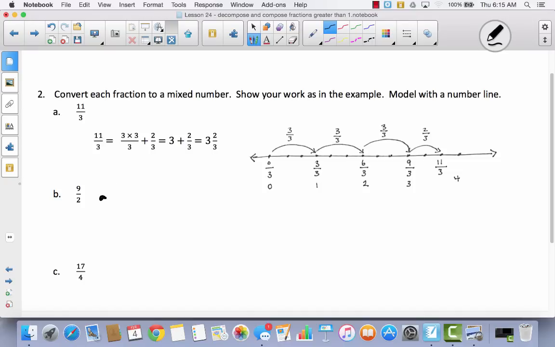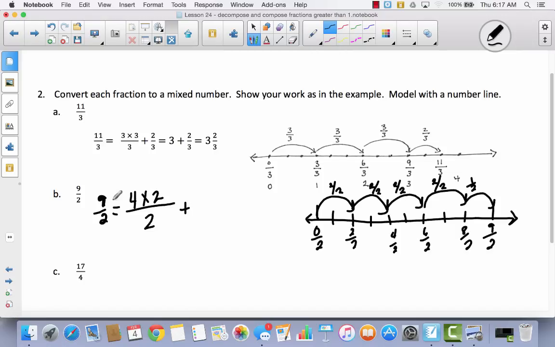So we have 9 halves. All right, so I know this is going to be over 2. So I want to know how many whole numbers I have here. So I'm basically asking how many 2 halves do I have in here. So how many times would I have 2 halves in 9? I would have 2 halves, 4 halves, 6 halves, 8 halves. That would be 4. So this would be 4 times 2. So I've got 4 times 2 over 2, and that's going to leave 1 half left over.